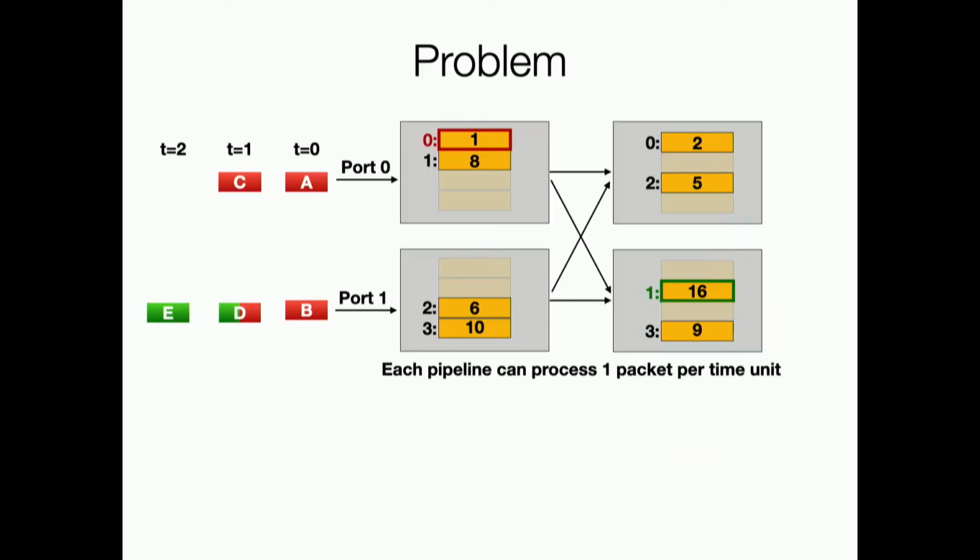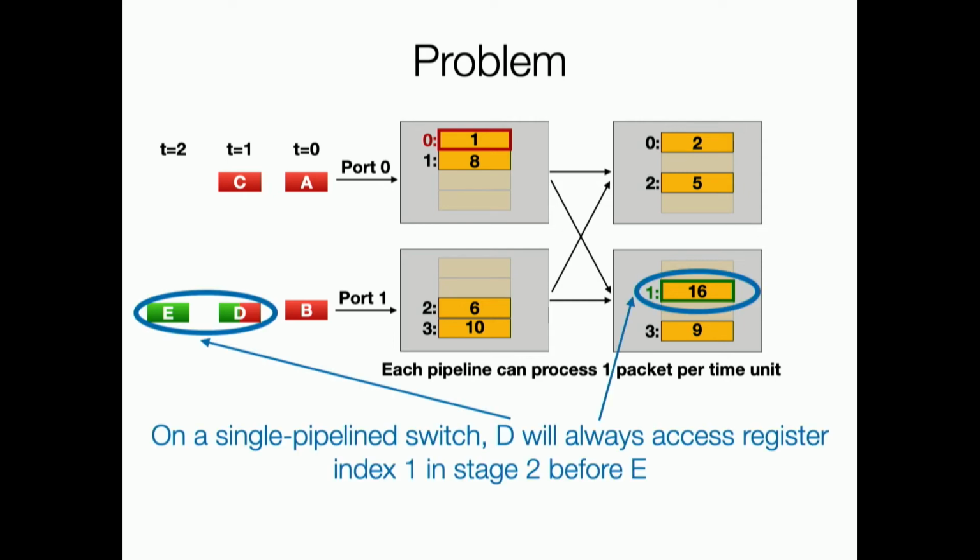To show that, I'm going to take this example. Before I go into the example, I'm going to establish something. Suppose you had a single pipeline. By the way, these are all color-coded: packets in red access the red state, packets in green access the green state, and packets that have both red and green access both states. On a single switch pipeline, it's always going to happen that D will access the green state before E, because that's the abstraction switches give. If packets come on the same port, they're always going to be processed in order.